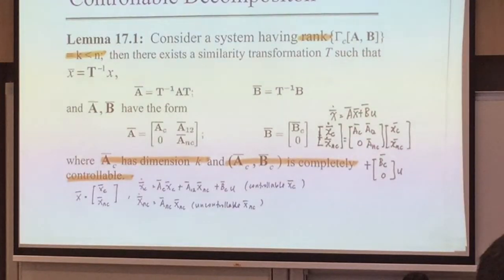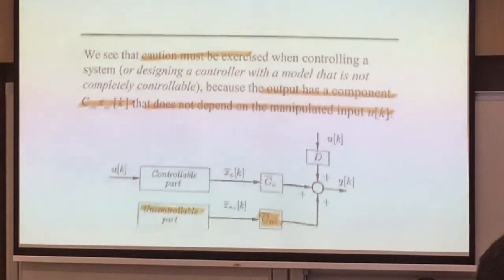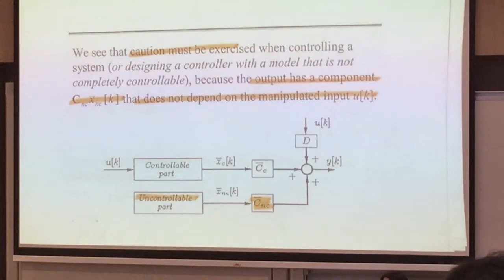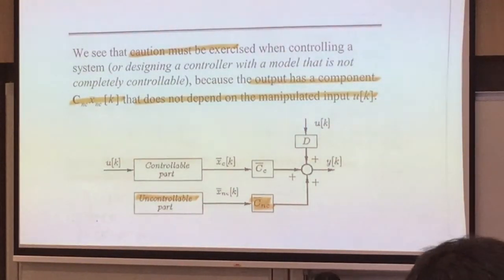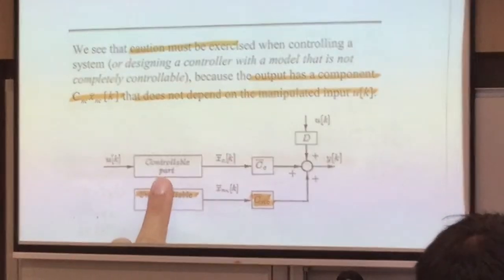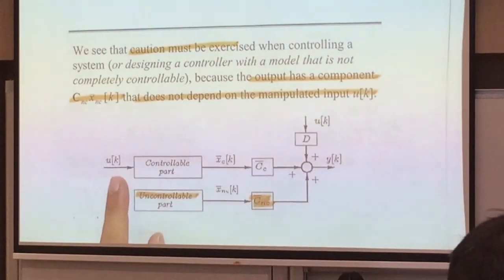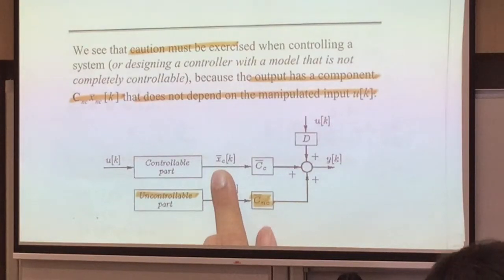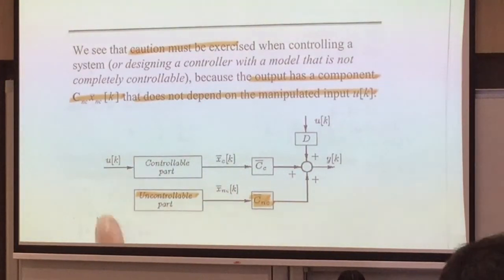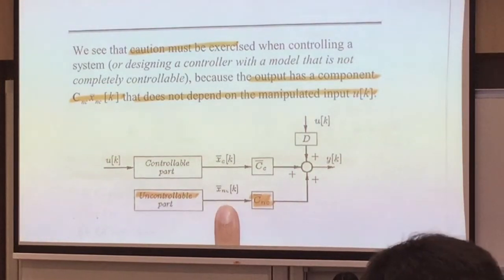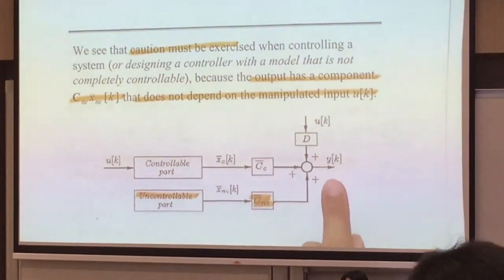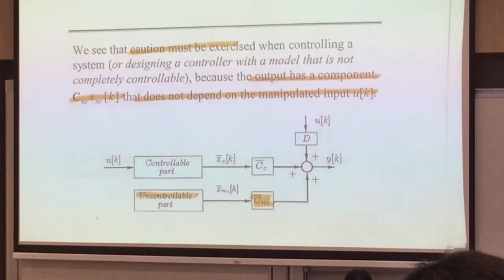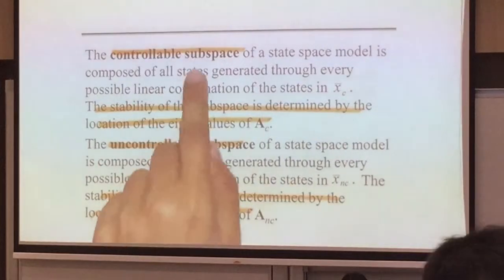Caution must be exercised when you're trying to control a system with a non-controllable part. As I said, the controllable part can be influenced by the input U on XC bar. The uncontrollable part cannot be influenced by any input. That's your XNC bar. But these two will add up together to form your output.